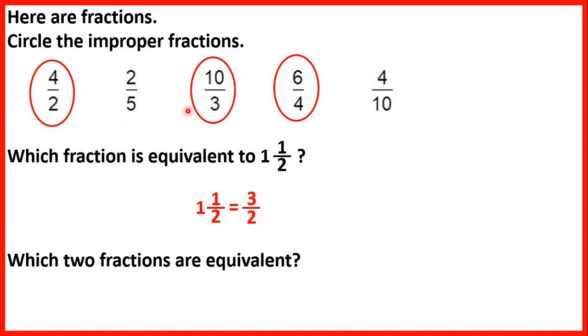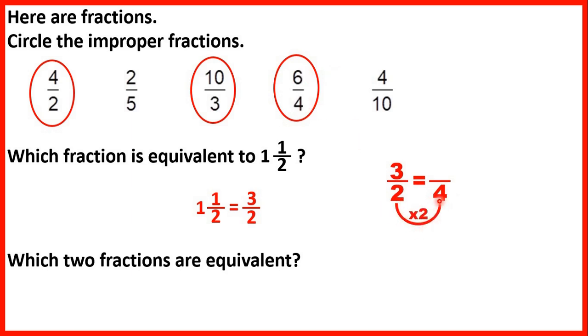Now which of these are the same as 3 halves? Well, it's clearly not 4 halves, because 4 halves and 3 halves are not the same. They're not equivalent. Then we have a denominator of 3, but 3 isn't in the 2 times table. So let's see if 3 halves is equivalent, so the same value, as 6 quarters.